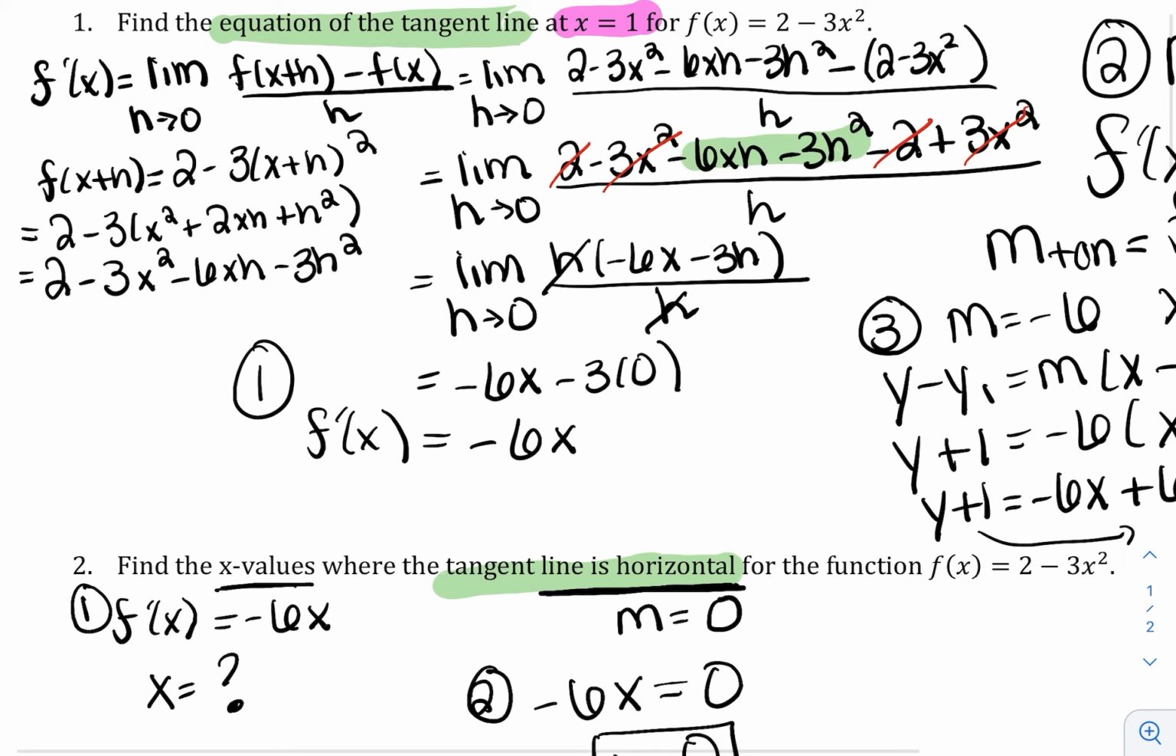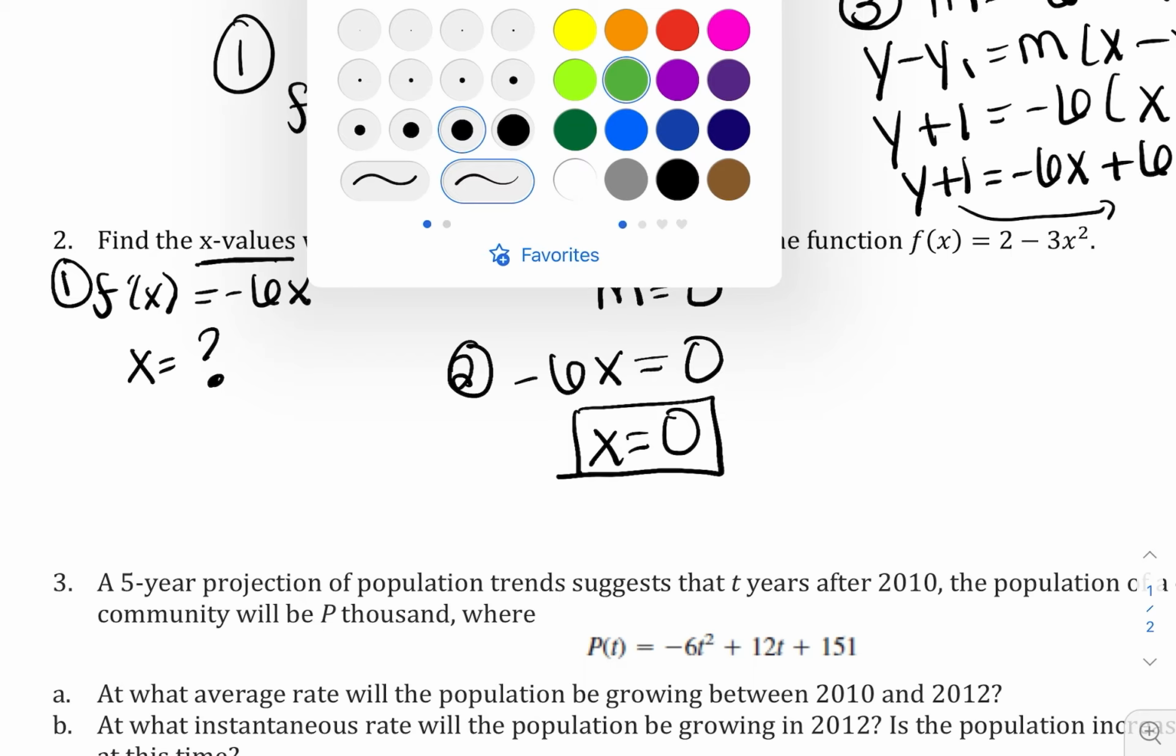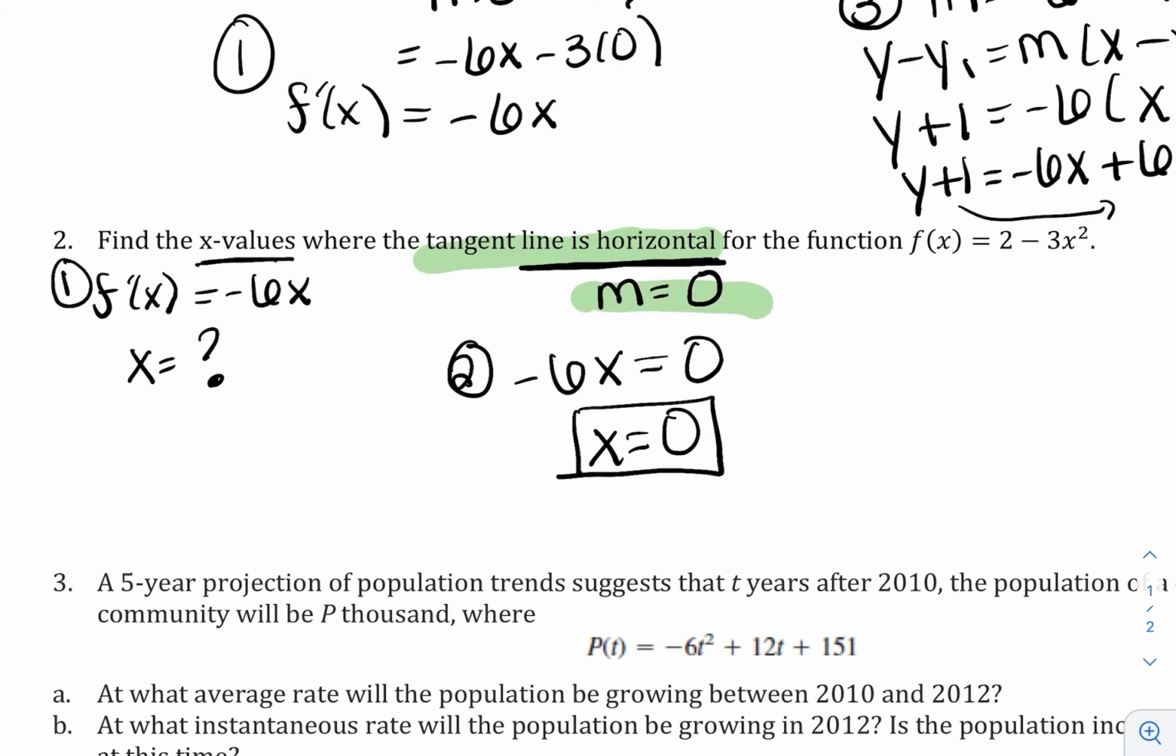So quick recap. Find the equation of the tangent line. You're given x. You're finding m, and then creating the equation of the line. Find where the tangent line is horizontal. You need x. You're given m indirectly. So the key to doing well in this question is to remember that a line is horizontal when the slope is 0. And of course, to remember that the derivative is 0.